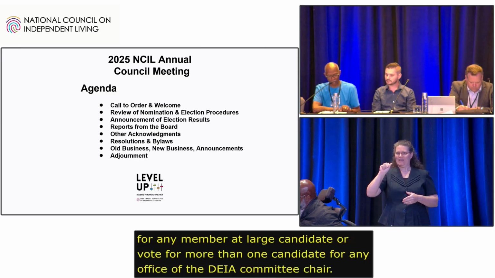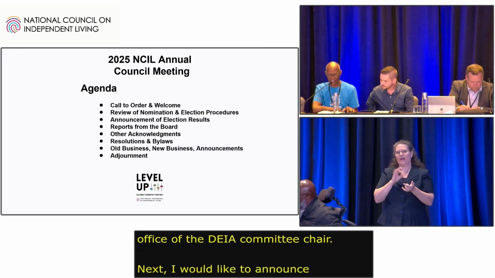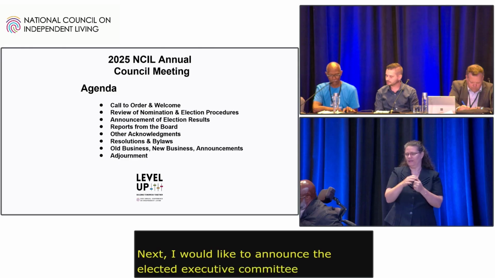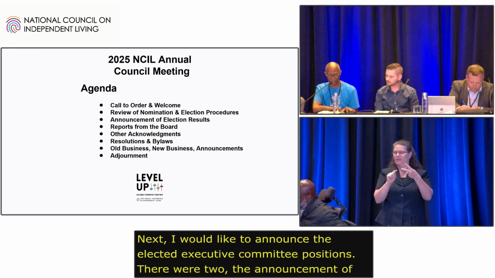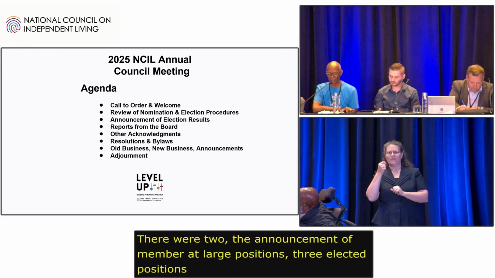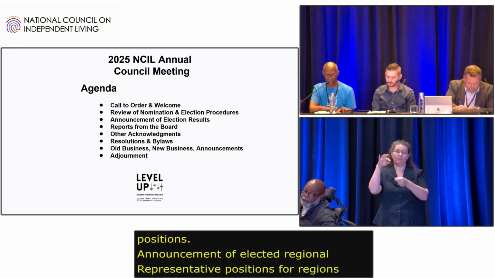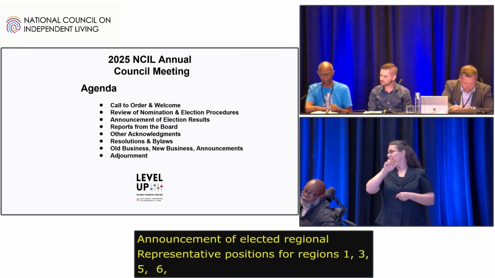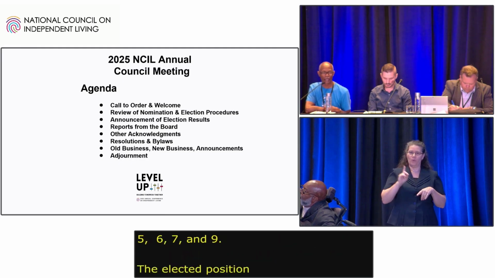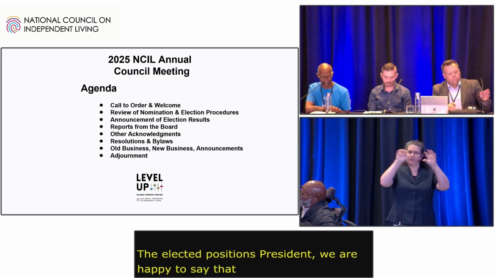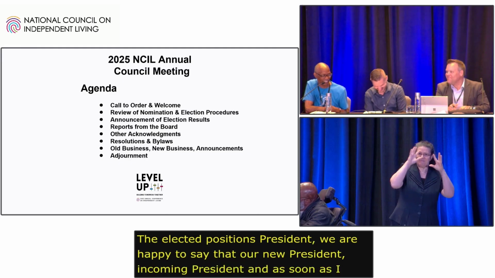Next, I'd like to announce the elected executive committee positions. There were 2. The announcement of member-at-large positions. There are 3 elected positions. An announcement of elected regional representative positions for Regions 1, 3, 5, 6, 7, and 9. The elected positions, president: we are happy to say that our new incoming president, and as soon as I say his name, the president, is Jason.